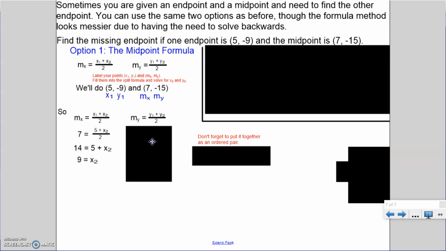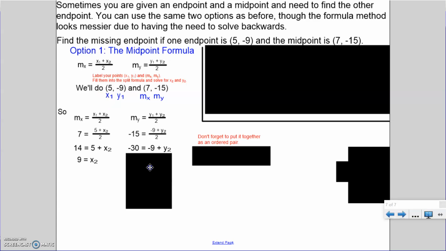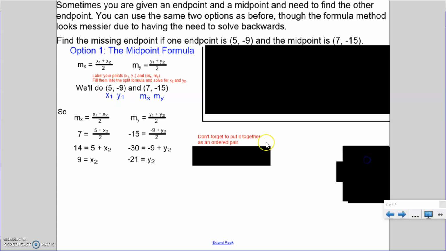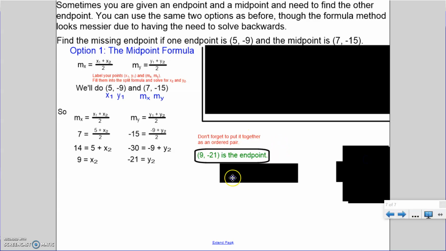For the y, same idea. I fill it in, get rid of the fraction by multiplying both sides by 2. Negative 30 equals that. Get rid of the negative 9 by adding 9 to both sides. We get that. Don't forget to put it together as an ordered pair. So (9, -21) is the endpoint.